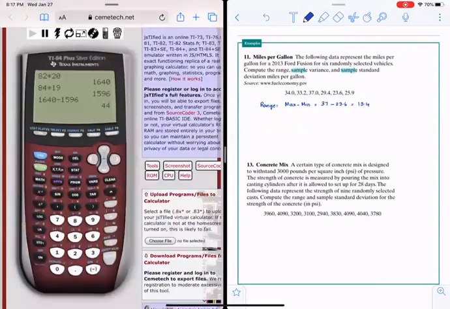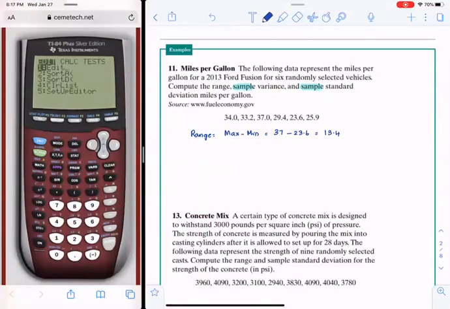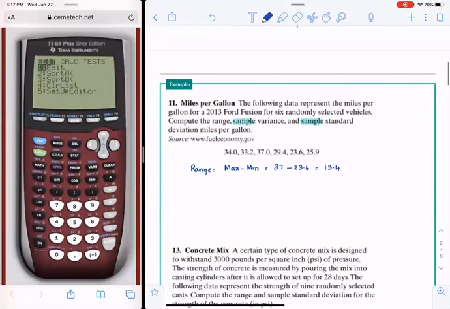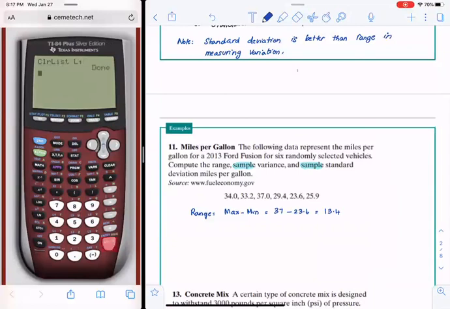So going back to the calculator here, I'm just going to enter this simple sample after I clear out my list. I have 34, 33.2, 37, 29.4, 23.6, 25.9. Let's make sure that we entered everything correctly. Yes. Second mode to exit, start, go over to calc.